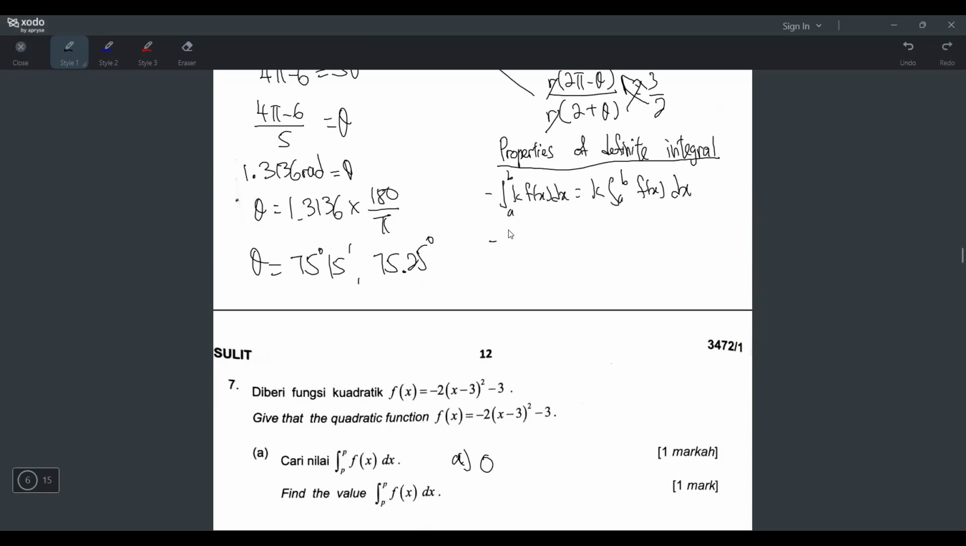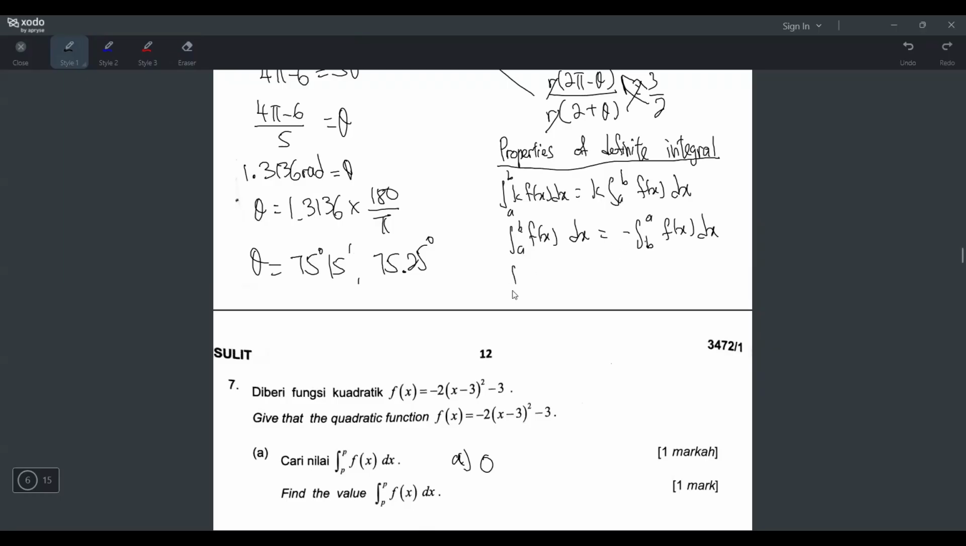Second property, when I give you integrate from a to b f(x) dx, I don't want to write this line because it looks like negative. So you can change the integral by terbalik these two numbers. It means from a to b now becomes from b to a, f(x) dx. But if you want to terbalik the number, you have to put negative here.